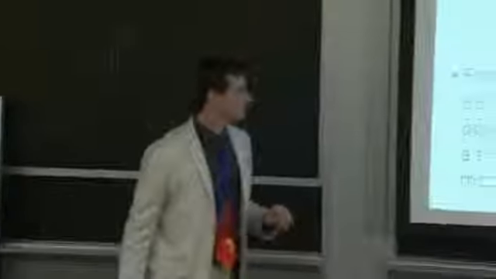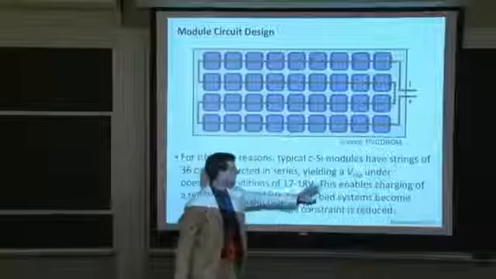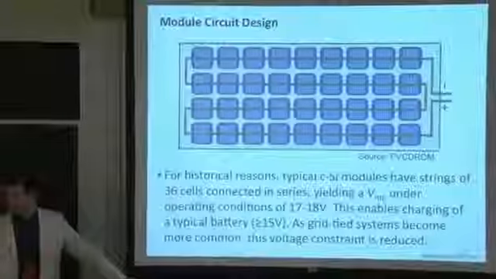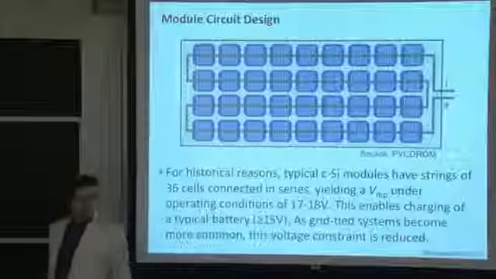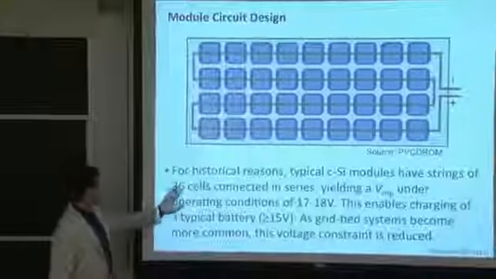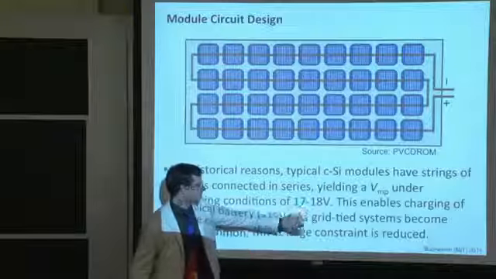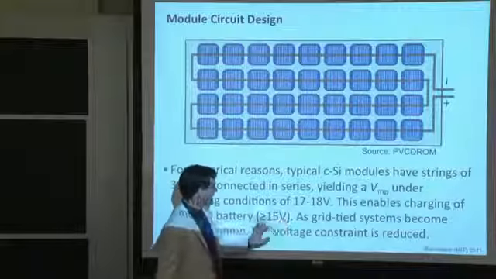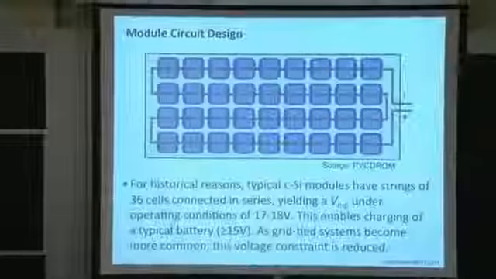Now, for historical reasons, the crystalline silicon solar cell modules have typically had strings of around 36 cells connected in series. What this does is it yields a maximum power point voltage somewhere in the range of 17 to 18 volts. If you remember the VOCs of your solar cells and that maximum power point voltage of your solar cells were somewhere around 0.5. So you take 36 cells, divide by 2, or multiply by 0.5, if you will, and you're landing somewhere in this ballpark. And that enables you to hit, even under lower light conditions, the overpotential needed to charge a rechargeable battery.